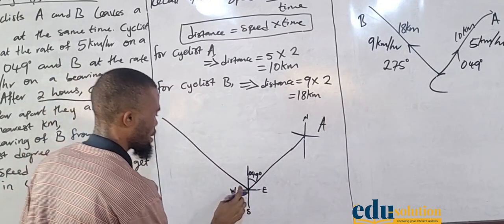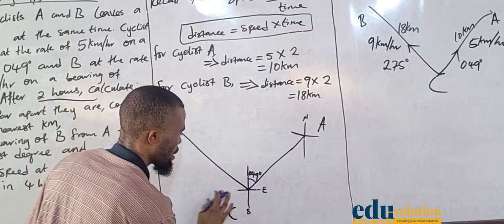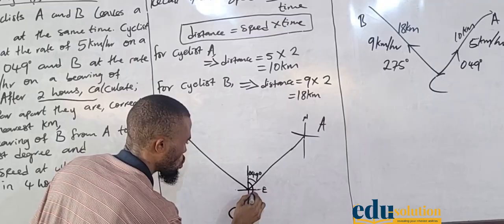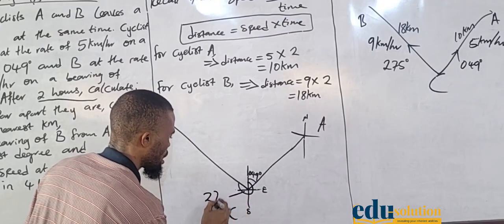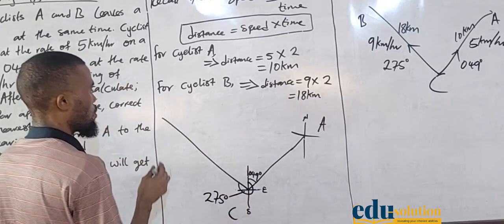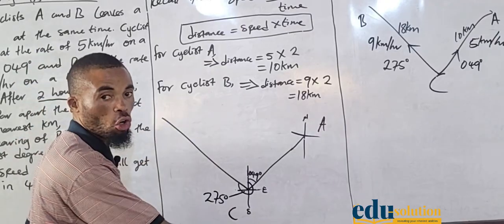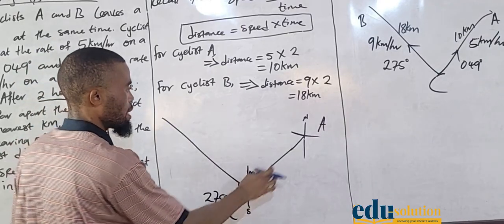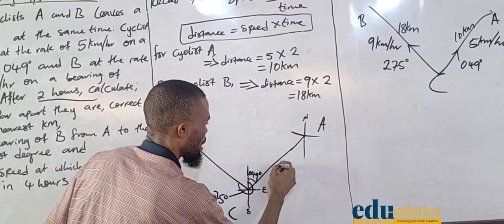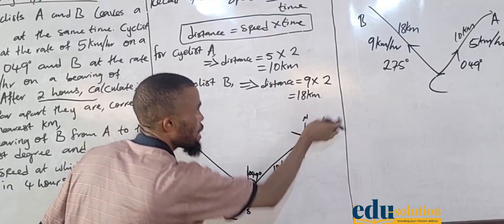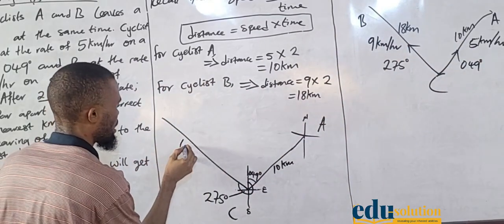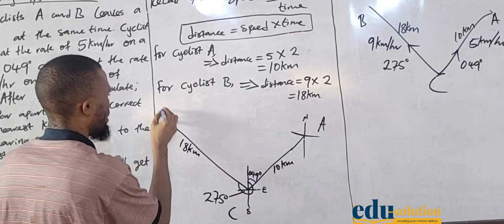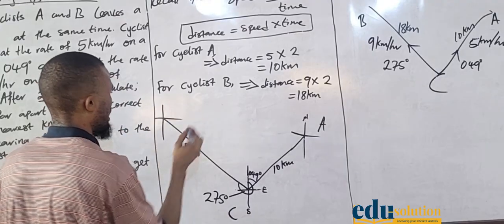Okay, so that means from the north to this line is 275 degrees. So I have to make this line longer. Why? Because here is 10 kilometers. Okay, A is 10 kilometers, while B is 18 kilometers. So I'll write 18 kilometers here. I'll also do my north and south.